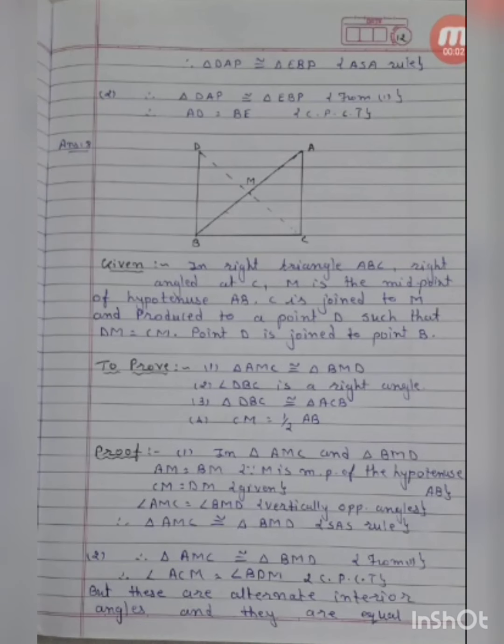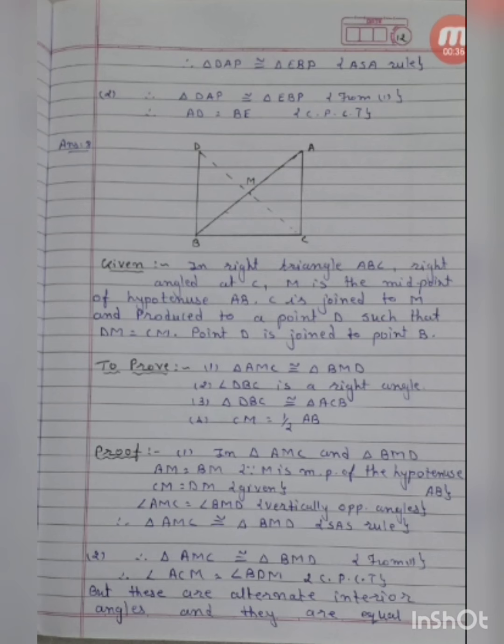Answer 8. Given in right triangle ABC, right angle at C, M is the midpoint of hypotenuse AB. C is joined to M and produced to point D such that DM is equal to CM. Point D is joined to point B. To prove, first, triangle AMC congruent triangle BMD. Second, angle DBC is a right angle. Third, triangle DBC congruent triangle ACB. Fourth, CM is equal to 1/2 AB.